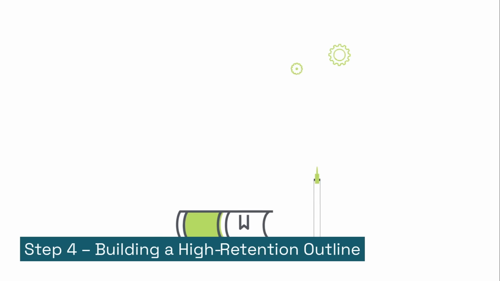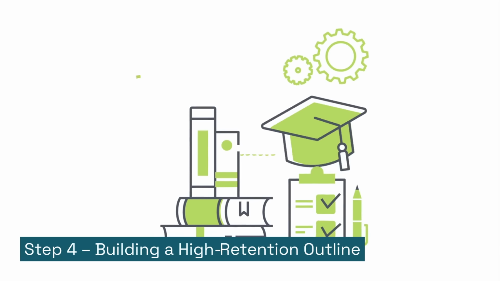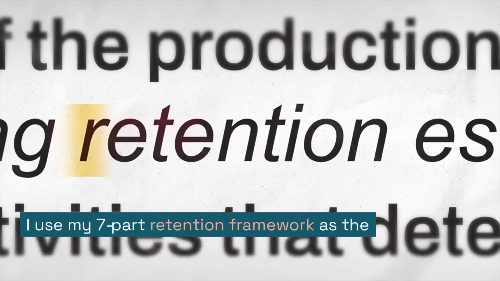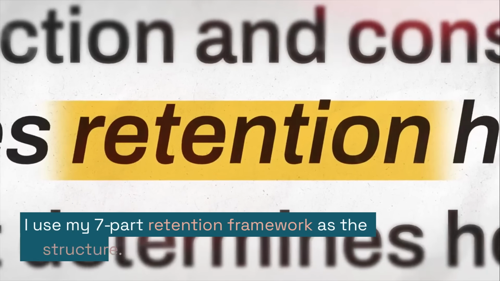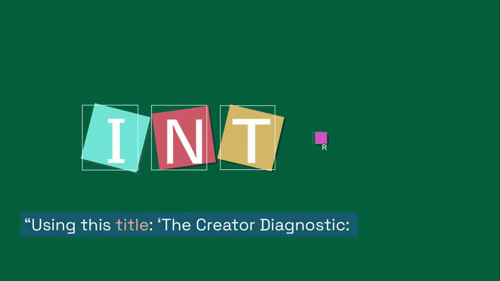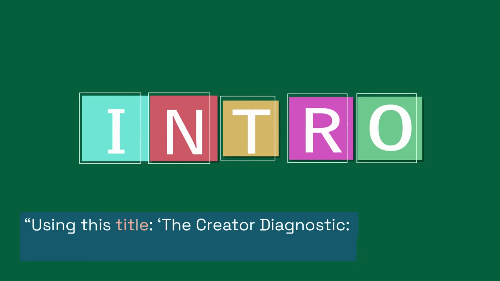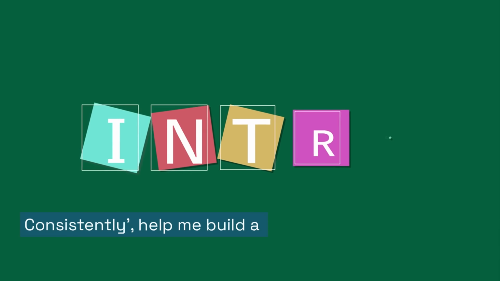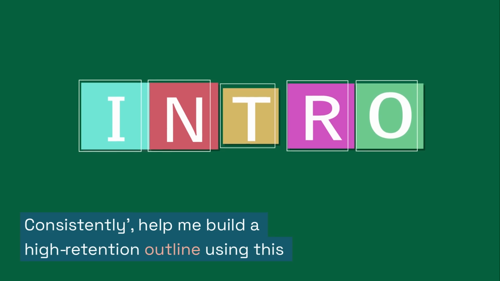Step 4. Building a high retention outline. At this point, I don't ask AI to write the whole script. I use my 7-part retention framework as the structure. I'll feed AI this prompt. Using this title, the creator diagnostic, why your views are low, even if you post consistently, help me build a high retention outline using this structure.